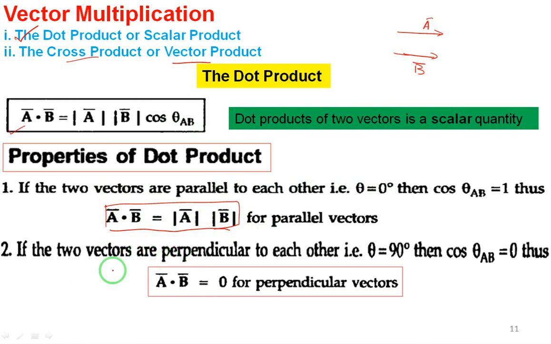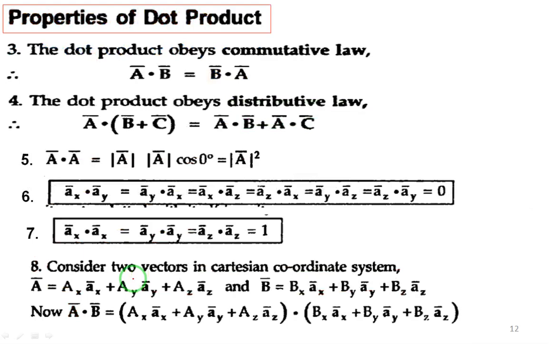Suppose the two vectors are perpendicular to each other, suppose I have vector A here and another vector B, they are mutually perpendicular. The angle between them is 90 degree, so cos 90 is 0. So for two mutually perpendicular vectors, the dot product is always 0. If I want to say any two vectors are mutually perpendicular to each other, then I have to prove that their dot product is 0. If I prove that, then both the vectors are mutually perpendicular. This is the second property.